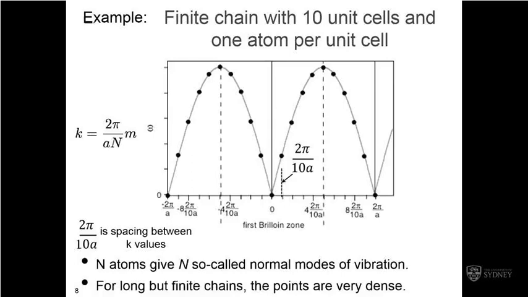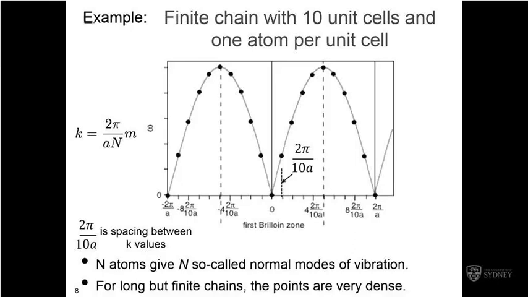So what's the main takeaway? N atoms give N so-called normal modes of vibration. N atoms in your chain gives you N values of k, and correspondingly N values of omega. And if you have a very long chain, you can imagine that the k points get very, very dense.